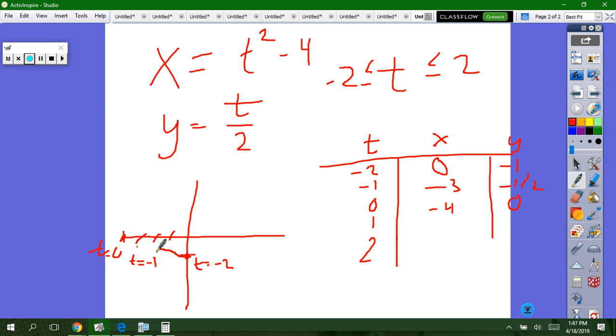So notice, do you guys see there's a direction happening? It's telling us the way it's moving in this case. Does that make sense to you, Wyatt? So I start here, so therefore it's going in this direction.